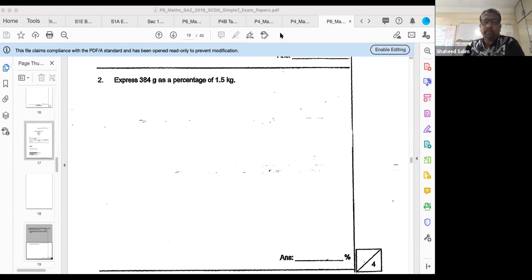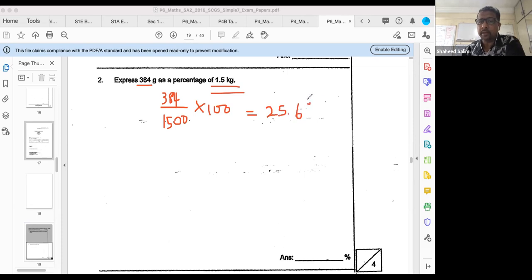All right. Carissa also no. Akil, remember, you want to express as a percentage, you have a top and bottom. Top number is here, 384. Bottom number, change this to the same unit, 1,500. Any fraction you want to change to percentage, any decimal change to percentage, just times 100. Finish. You will get 25.6%.